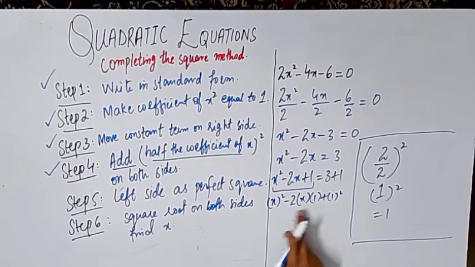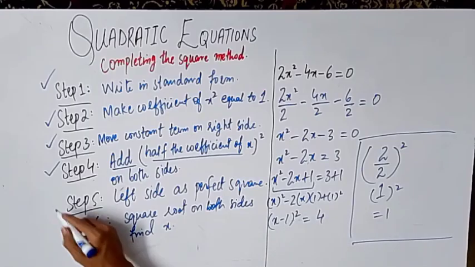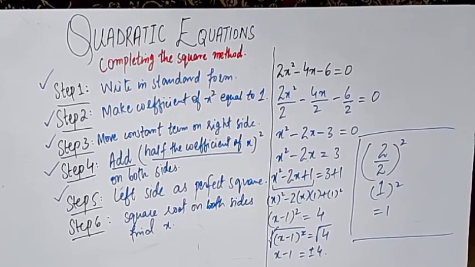What does this equal to? x minus 1 whole square. So instead of this you will write it as a perfect square, x minus 1 whole square equals to 4. Now step 5 is done. Now it is written, find the square root on both sides. When you take the square root on both sides, you must know that whenever you apply a square root on a number, it will open with plus as well as minus. Okay, x minus 1 is equal to plus minus 4.